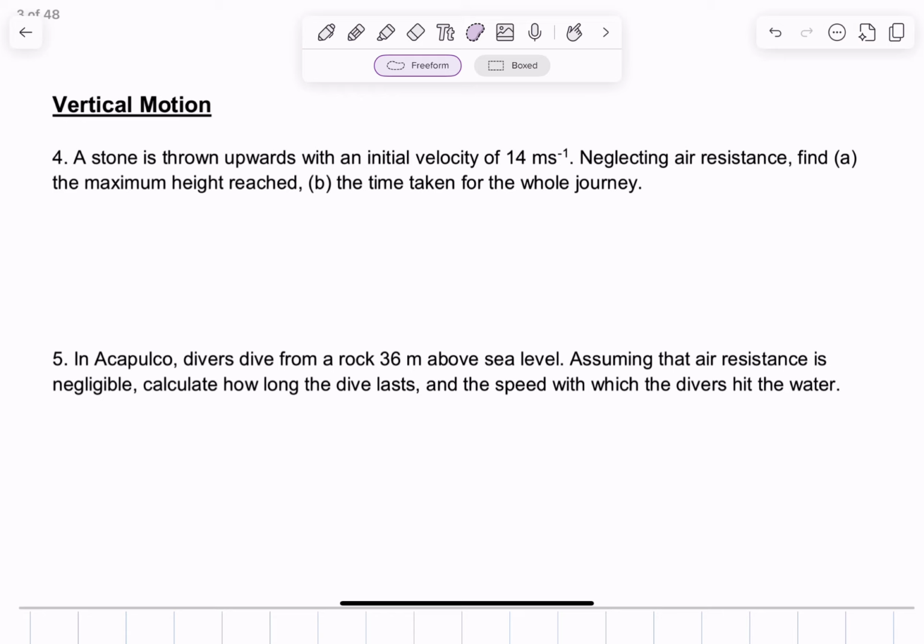Sir, acceleration due to gravity will be 9.8 or 10? Take it 10 for now, it's fine. I don't mind. But try using 9.8, though you can take 10 for now just to make calculations easier.